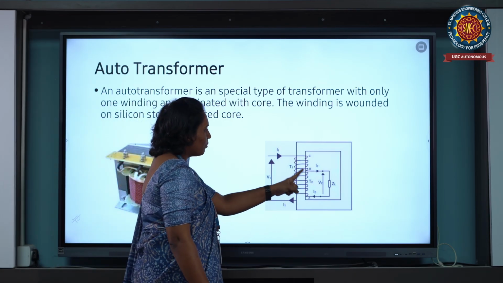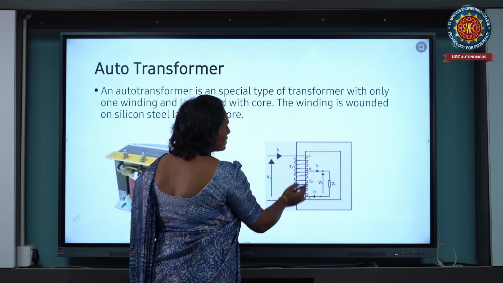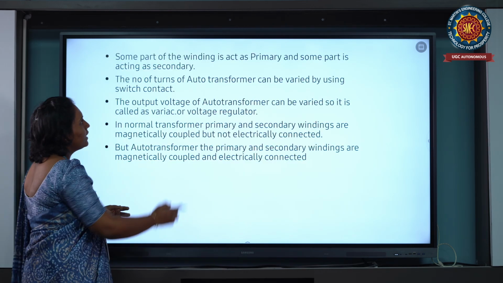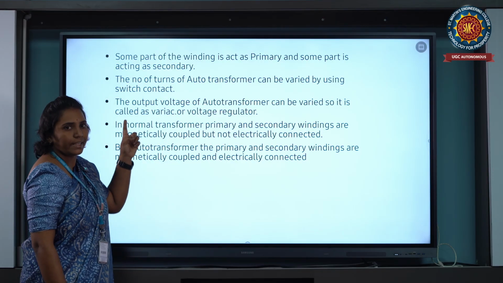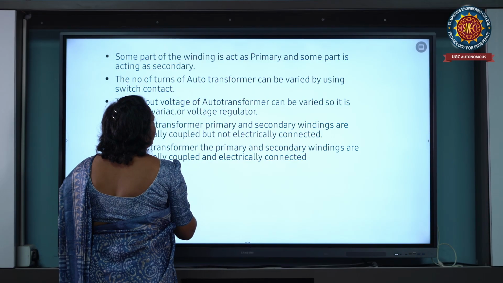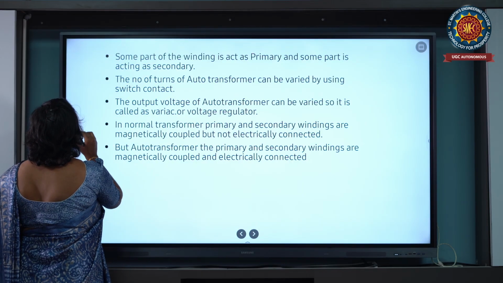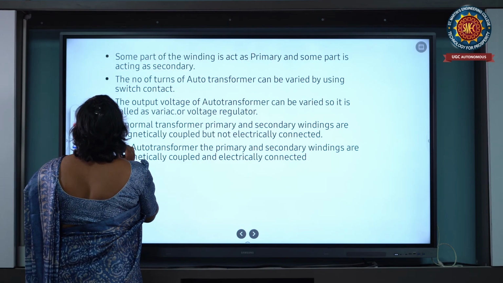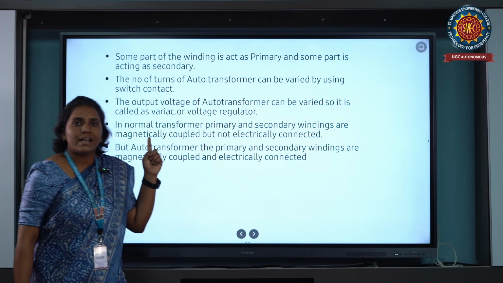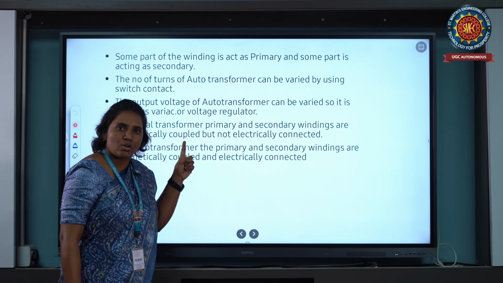This is the schematic diagram of the auto transformer, with a single winding. Some part of the single winding acts as the primary winding, and some part of the winding acts as the secondary winding. The number of turns of the auto transformer can be varied by using the switch contact, so the output of the auto transformer can be varied. So we can regulate the output voltage, and it is also called a variac or voltage regulator.